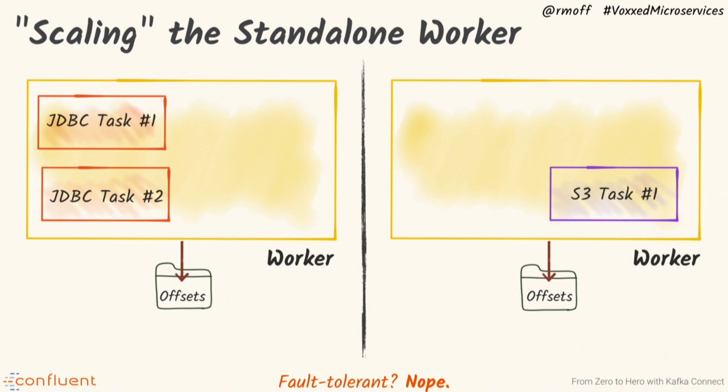The other problem with this is it's not fault tolerant. If that machine goes bang, or that pod, or whatever it is we're running it on, we've lost it. We have to hope that we've persisted that offsets file somewhere, because that's important runtime information, that's state, that we'll have lost. So it's not fault tolerant.